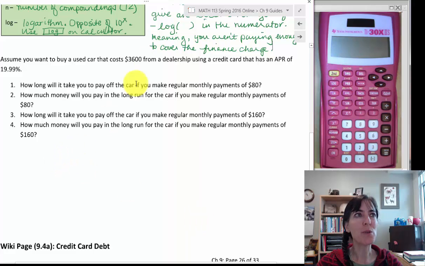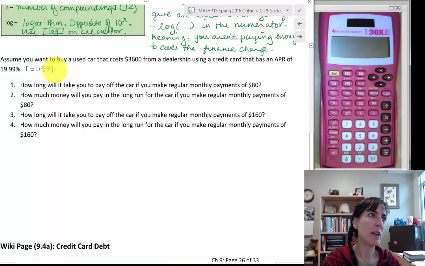For example, suppose you decide you want to buy a car that costs $3,600 from a dealership using a credit card. Sometimes people do that because they get really good rewards on their credit card. They're like, oh, I'll just put it on my credit card. And then the credit card, for example, has an APR of 19.99%. And that's going to be our rate, 0.1999, or you can use it with the percent symbol. And then this is going to be the amount.